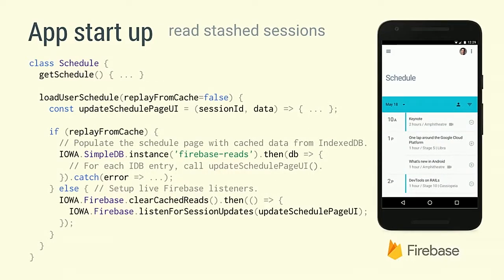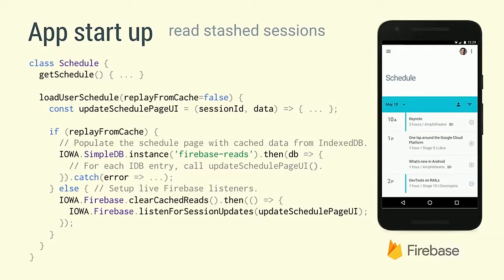This is what it looks like. Pretty simple, actually. So load user schedule. If you're replaying from the cache, we just read from IndexedDB. iOS simple DB is just a little helper library that we have that promise-ifies, if that's a word, IndexedDB. And so we just read that information from IndexedDB and then just update our UI. And that's the thing that actually does the cyan bar next to the events that you've actually bookmarked.